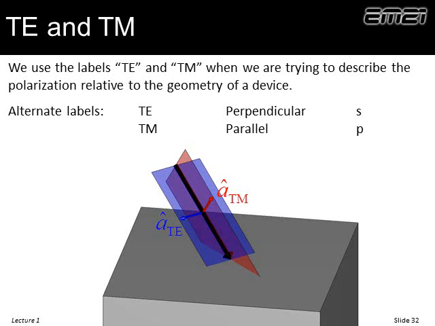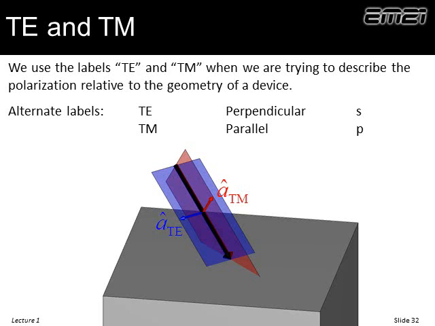When we talked about linear polarization, we just arbitrarily chose directions A and B because we really had nothing to base it on. Well, suddenly if there's a device involved, the choice of A and B, two orthogonal directions for our linear polarizations, can become important. And this is where we start talking about TE and TM waves.